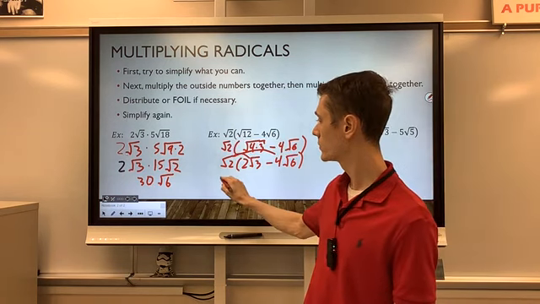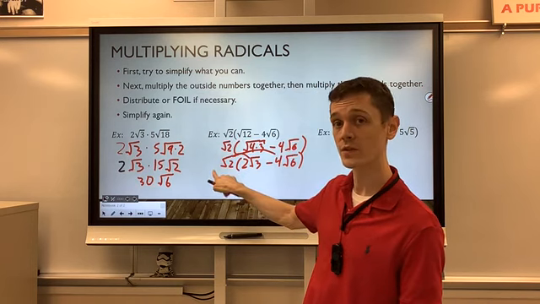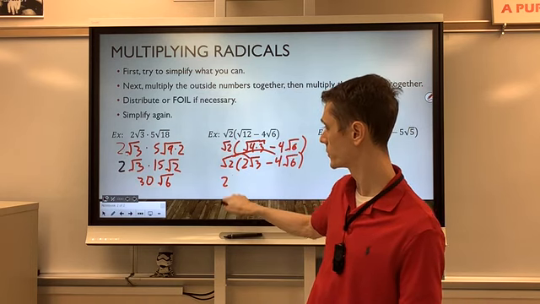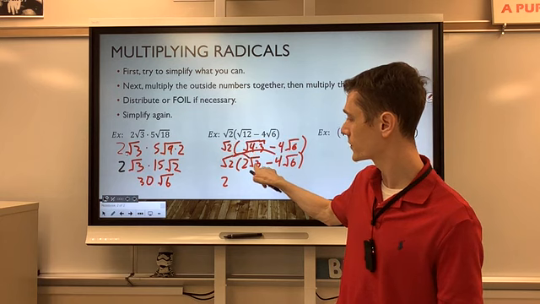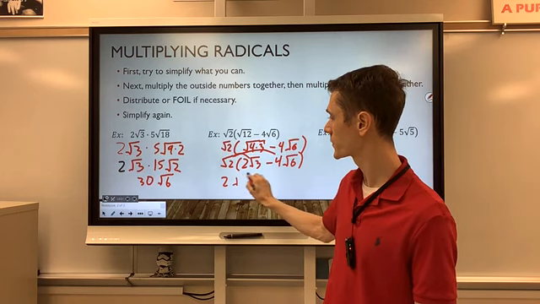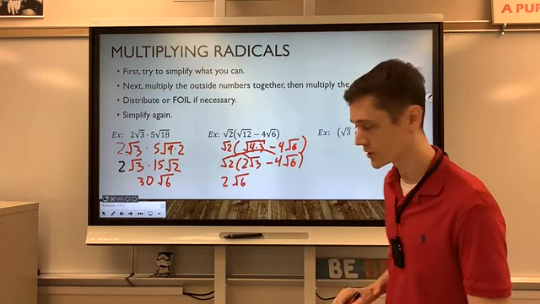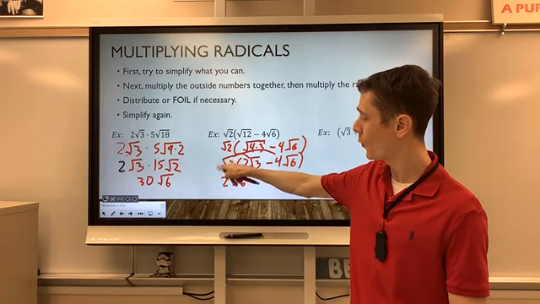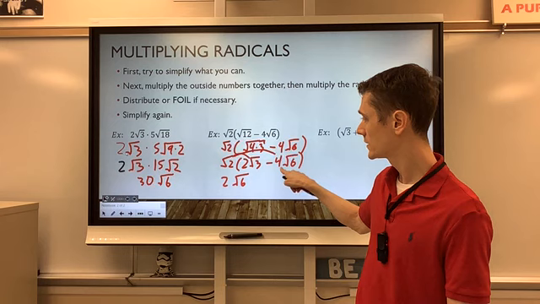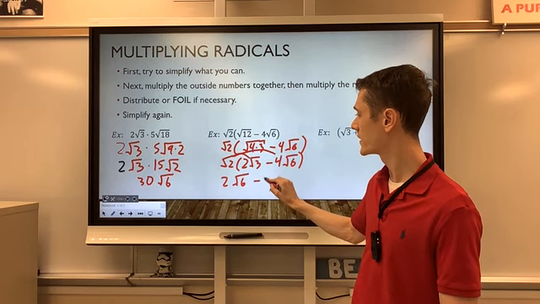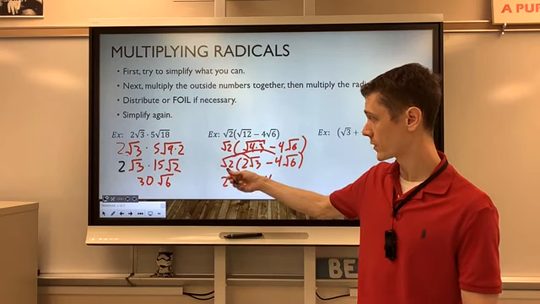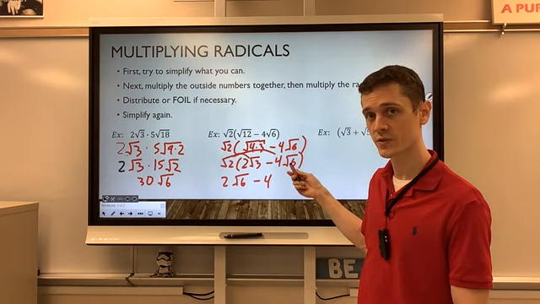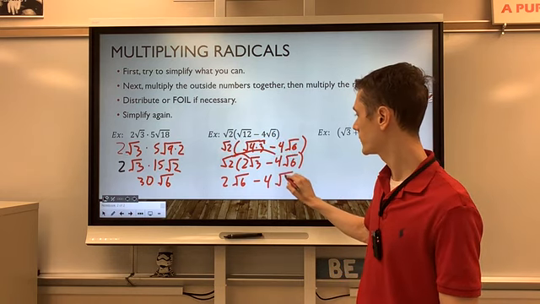Remember, we're not multiplying numbers outside of radicals and inside of radicals together. So the 2 is technically being multiplied by an invisible 1. So 1 times 2 is 2. And then square root of 2 times square root of 3, those are both radicands, becomes square root of 6. That's the first part of the distribution. Now I need to do it times the second term. Again, there's an invisible 1 in front of the radical, times negative 4 is negative 4. And then I have square root of 2 times square root of 6 is the square root of 12.